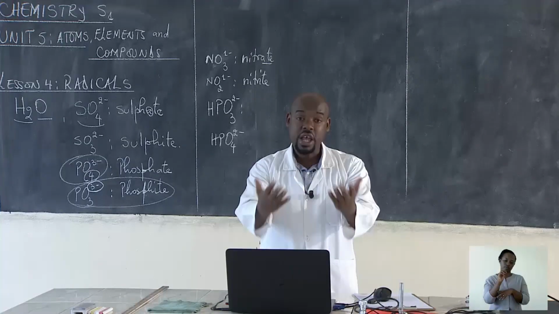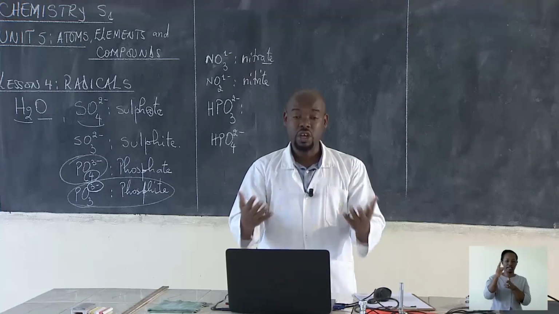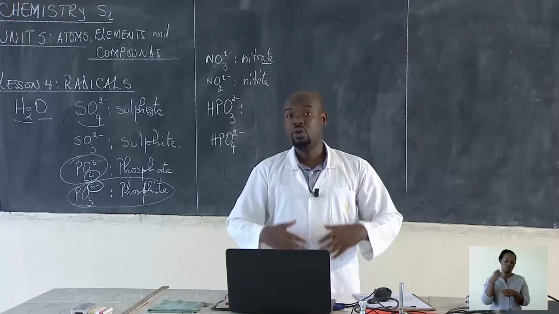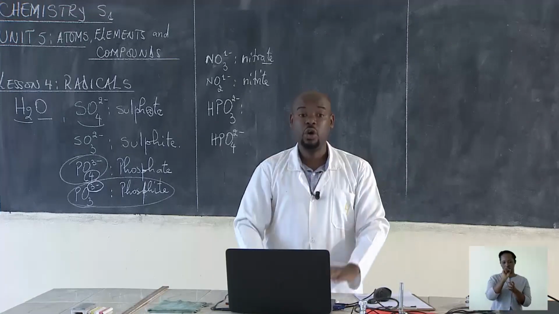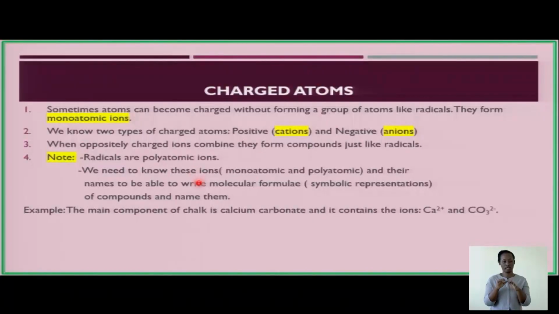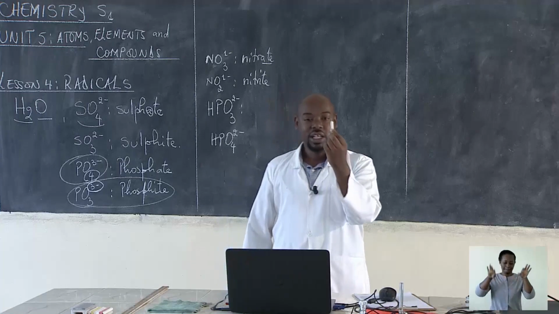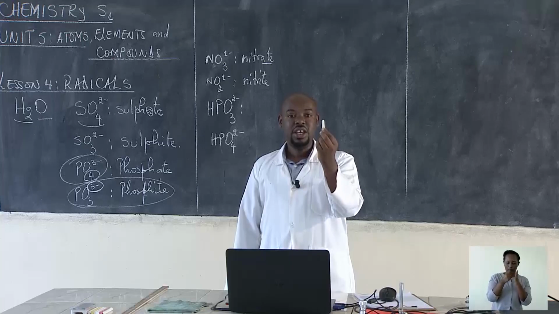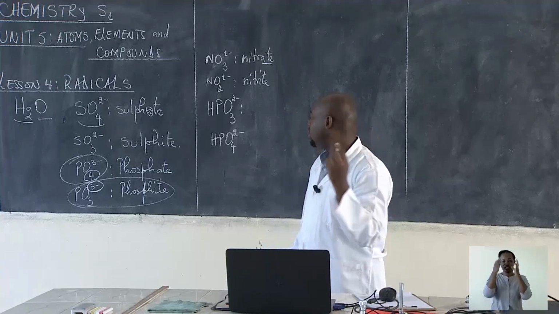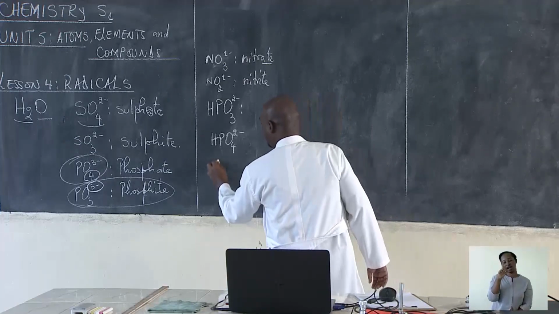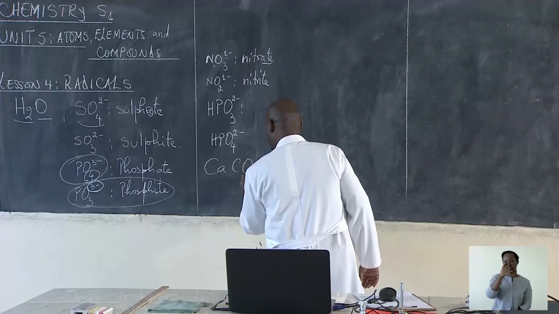If we want to write the symbols or the molecular formula of compounds, we need to know the parts forming those compounds. So that is the reason why we have to learn this. And here there is an example. What I'm using here is a piece of chalk. And the main chemical component of a chalk is a substance we call calcium carbonate. It's this one, calcium carbonate.